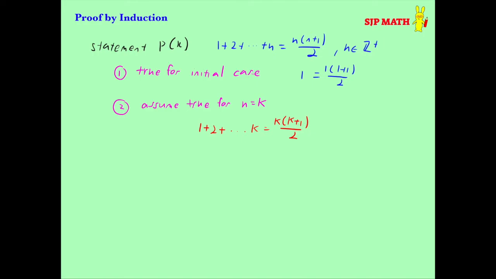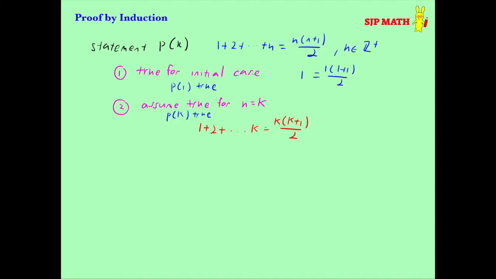Actually, I'll just write it so that you understand: P of 1 true, and then this means P of k true. And always remember, the initial case is not always 1. It can also be like all the positive integers greater than or equal to 3, then the initial case would be 3, just for your reference. So back to this step. We assume this is true.